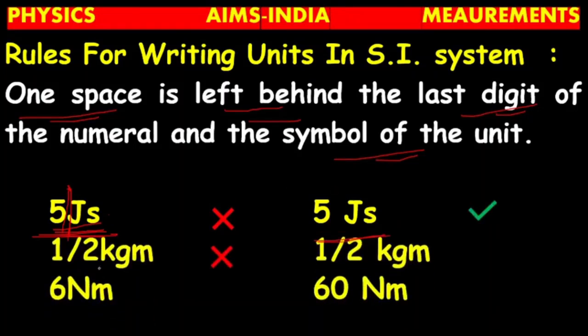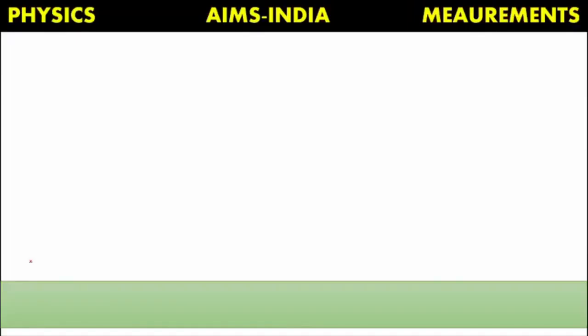Next, half kilogram. Without space we have written, which is wrong. Half kilogram. Here space we have given. This is right. 6 Newton meter. No gap. Wrong. 6 Newton meter. One space is there. Right.